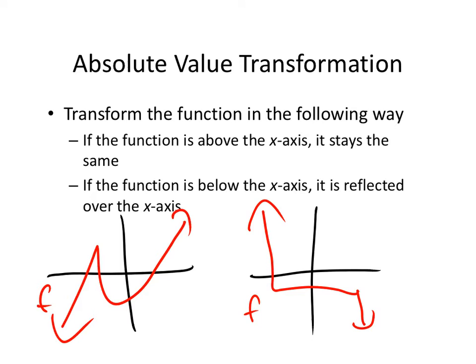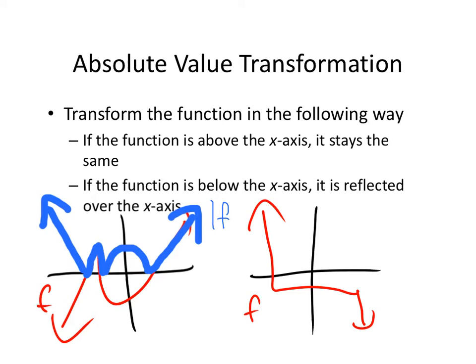So I'm going to start on the left side of the graph. This is underneath the x-axis, and so I'm going to reflect it over the x-axis, just like that. This part is above the x-axis, so it's just going to be the same part. This part is below the x-axis, so I'm going to reflect it. And then this part is above the x-axis, so it's going to stay the same. Therefore, the blue graph shows the graph of the absolute value of f of x.